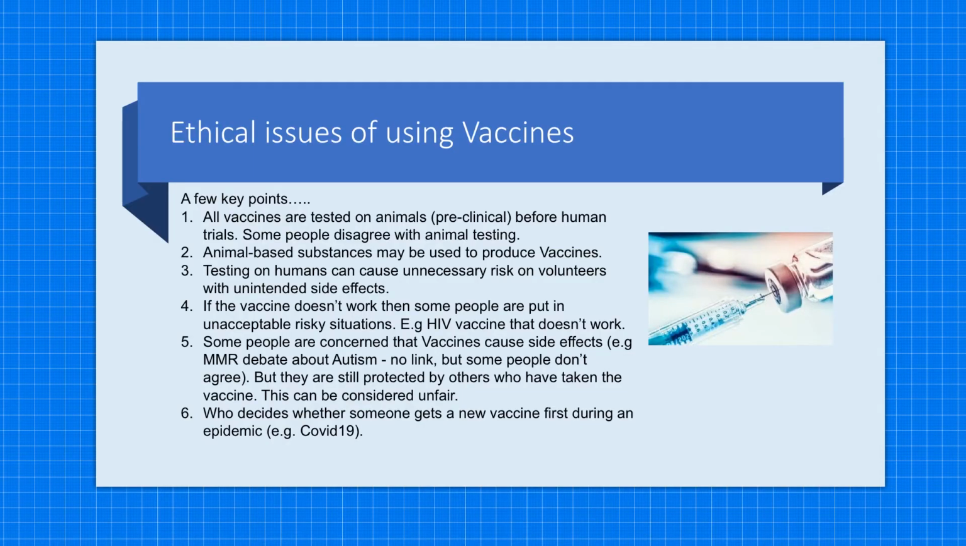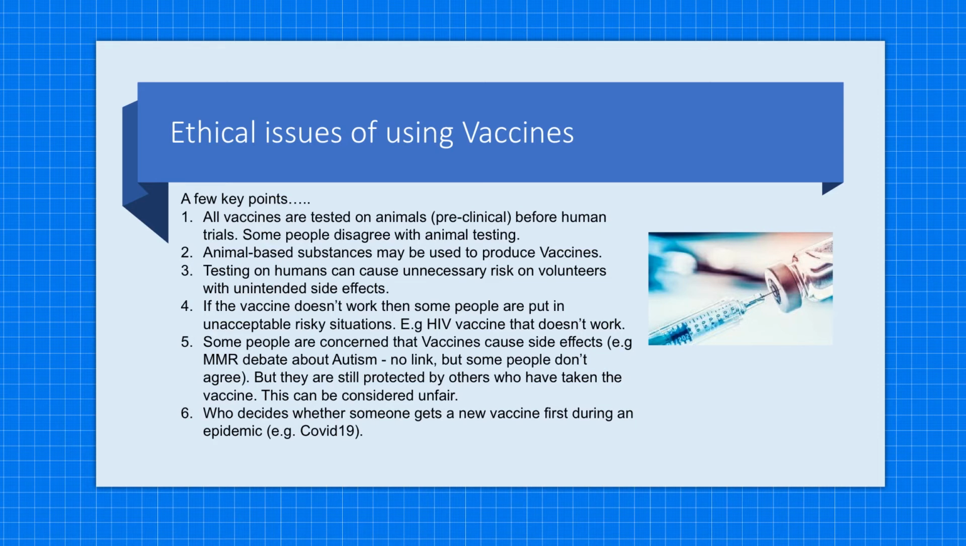However, some parts of society have problems with using vaccines, and this could be related to different reasons. So let's have a look at a few key points here. You could learn these key points, and this is quite a good list of ethical issues. Number one, all vaccines are tested on animals, so that's preclinical trials before human trials. And obviously some people would have a problem with that. They disagree with animal testing.